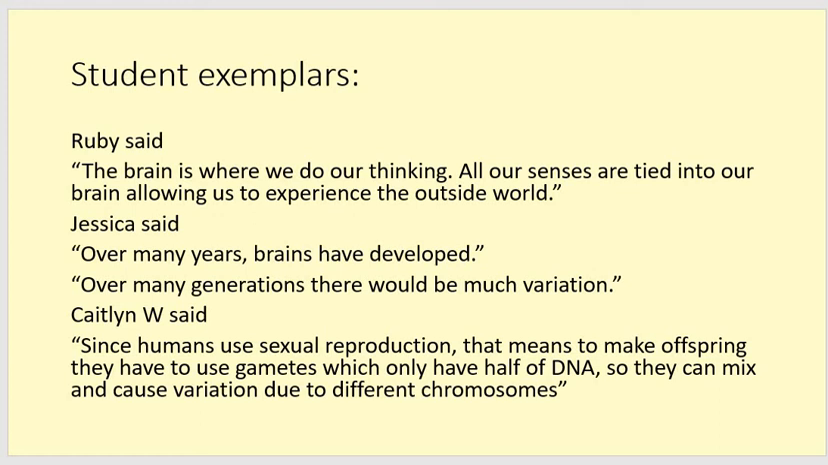Well done, Jess. Caitlin W said, since humans use sexual reproduction, that means to make offspring they have to use gametes, which only have half the DNA, so they can mix and cause variation due to different chromosomes. So well done, Caitlin. You've all picked up different parts of it nicely in your writing.